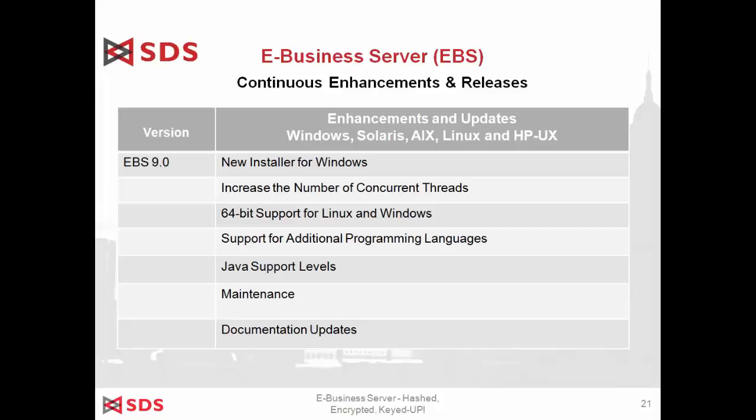We have 64-bit support for Windows and Linux. This 64-bit enhancement was requested by a lot of our existing eBusiness customers. This will allow customers to install eBusiness Server on operating systems that exploit 64-bit technology, like Windows 7 and up. We have a COM layer that supports major programming languages: Visual Basic, C#, Managed C++, and Unmanaged C++, as well as our maintenance and documentation updates.